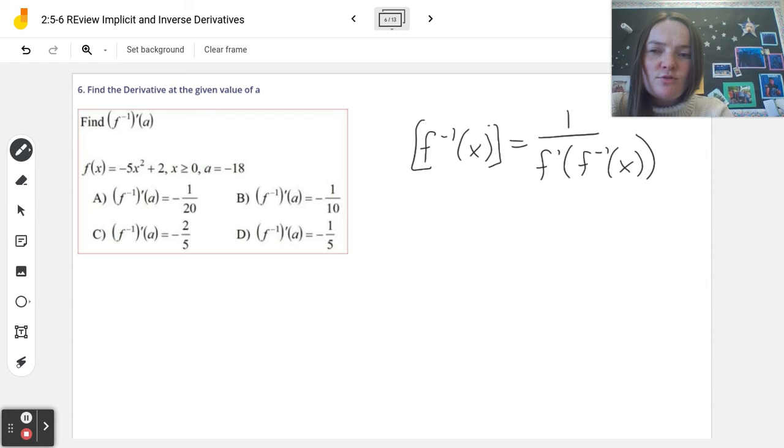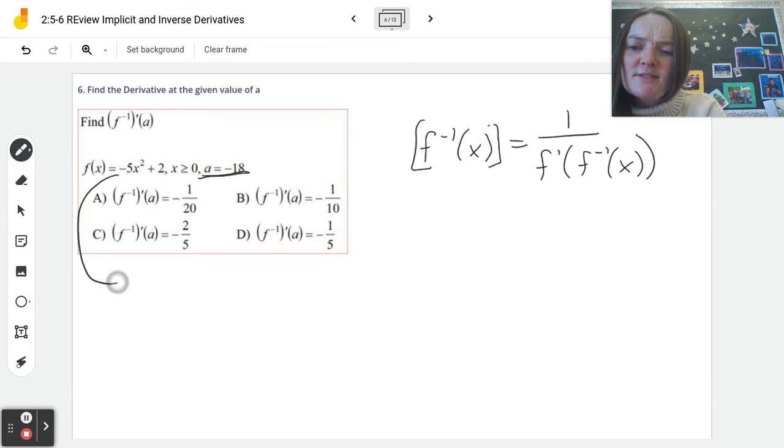Okay, so what I want to do first is evaluate that at a. So I want to figure out what f inverse of a is, and then go on from there. Thankfully for this, I think they told us what a is. Thank goodness. They said a is equal to negative 18. If I want to find the inverse, I need to flip x and y. The inverse function flips x and y. So right now, I know that f of negative 18, let's go ahead and plug it in and see what f of negative 18 is real quick.